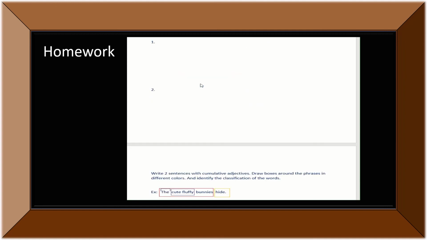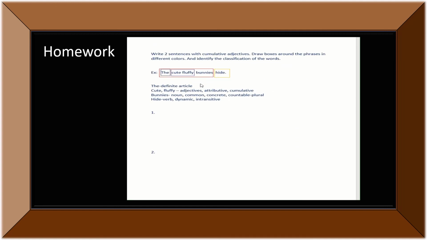Now, you have 2 more sentences to do with cumulative adjectives. So write 2 more sentences with cumulative adjectives. Here's my example. The cute, fluffy bunnies hide. So, the is a definite article. Cute and fluffy are adjectives, attributive and cumulative.